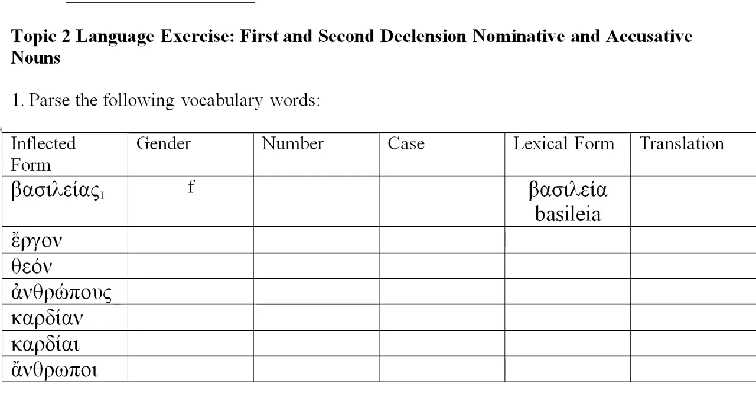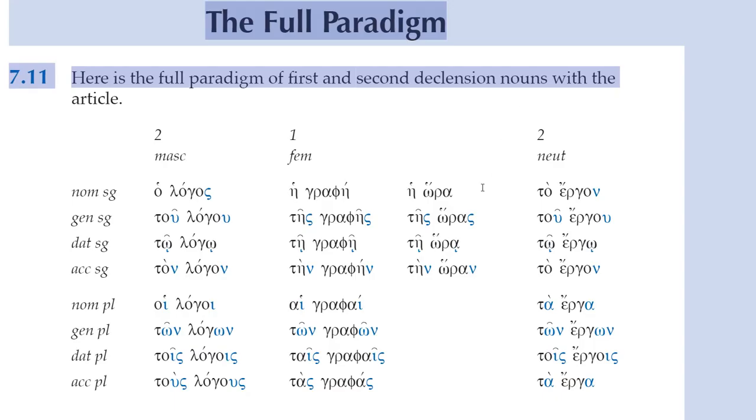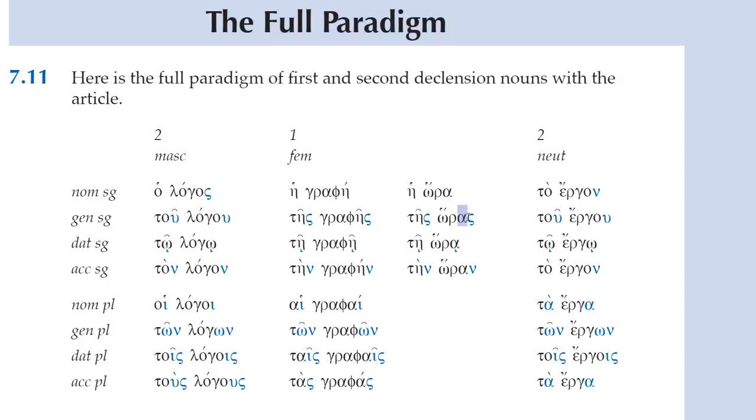Now we need to parse this. So we're going to go back and look at our ending. We have an alpha sigma as our ending. So we'll go back to our chart on page 47 of the textbook, and we're looking for alpha sigma. Well, here we find it in the feminine column under genitive singular. We also find it down here under accusative plural.